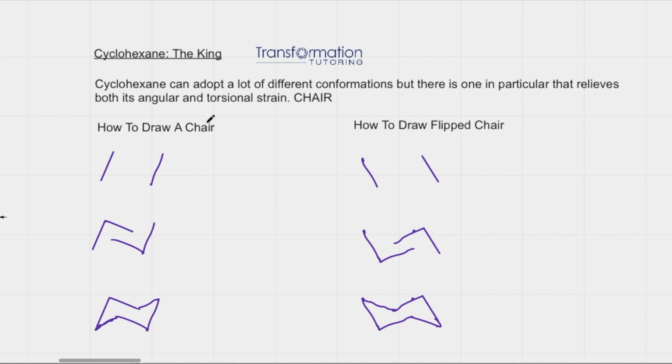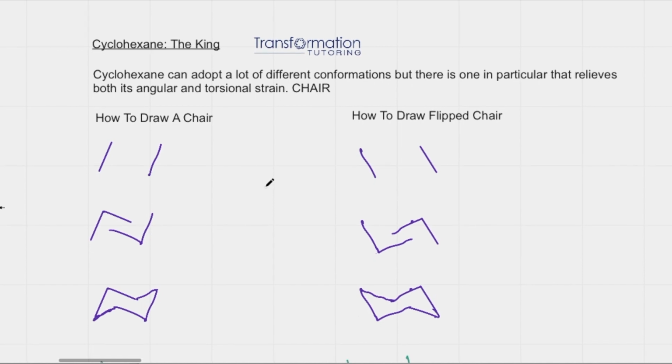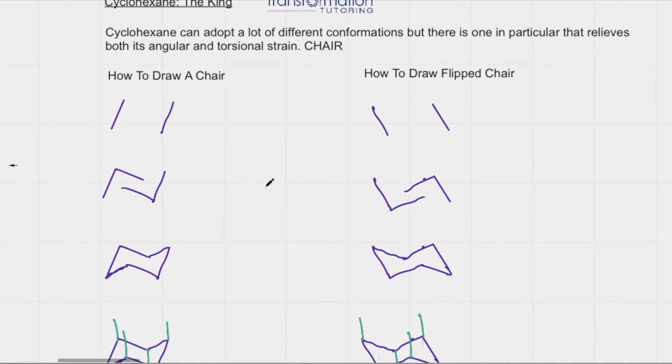Because it can adopt a lot of different conformations, but there is one particular one that alleviates both angular and torsional strain and makes it much more stable, and that conformation is called chair. So it's a very important concept in organic chemistry, and we will first learn how to draw chairs correctly, and then we will talk more about them and solve problems with them as well. So how do we draw a chair?